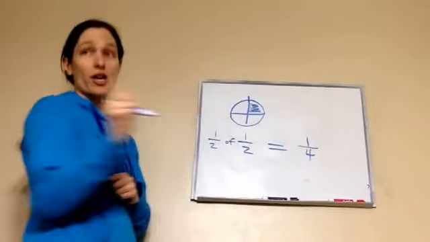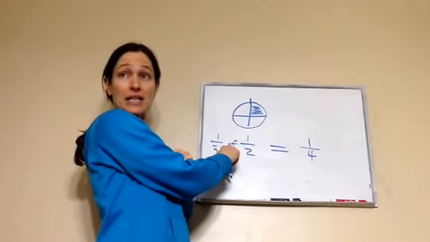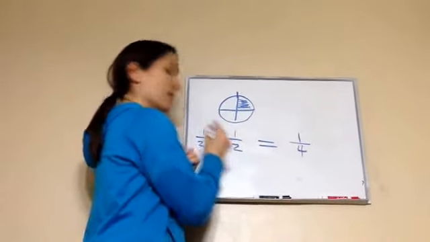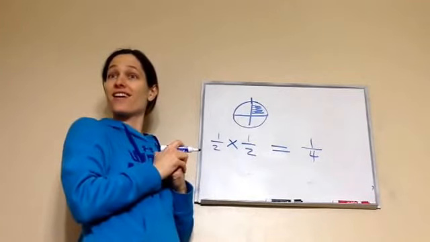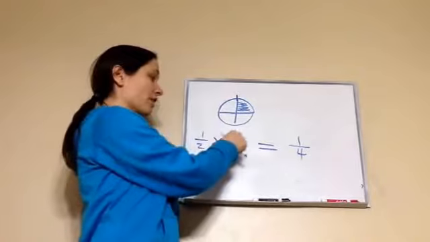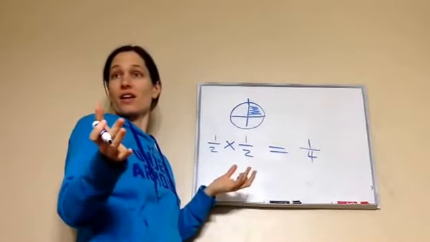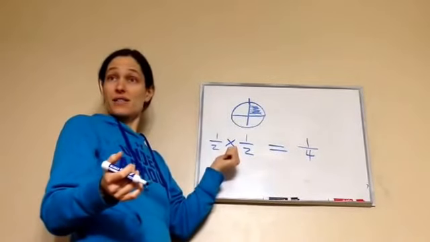Okay, so watch what happens. Of in math means times. So if I say half of this, then I'm saying half of whatever I do. I can do half of 3/4. I can do half of anything. Of in math means times.